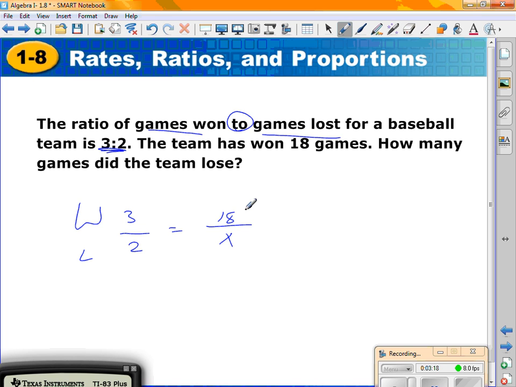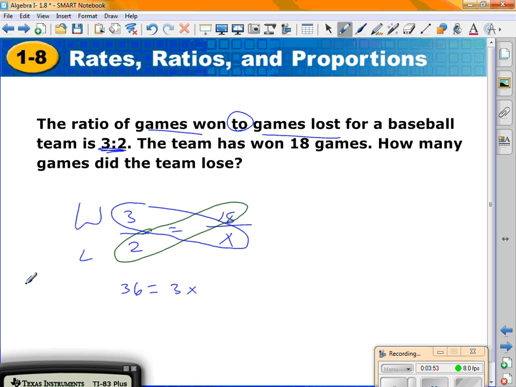18. You have to keep them lined up. I could have gone 2 over 3, but then I would have to have gone x over 18, because you went loss over wins. It has to be lined up properly. I cross multiply. 2 times 18, 36. 3 times x, 3x.